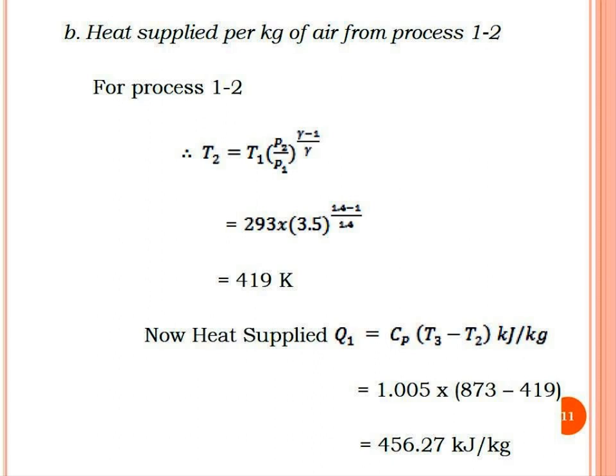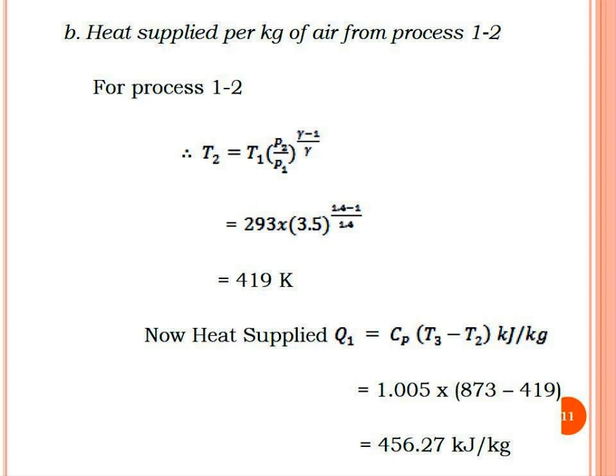that is 419 Kelvin. So now heat supplied, that is Q1, equals Cp, or you can say mCp (T3 minus T2). M is the mass of air or gas, that is 1 kg given in the data. T3 is the highest temperature of cycle, that is 873 Kelvin, and T2 which we had calculated.